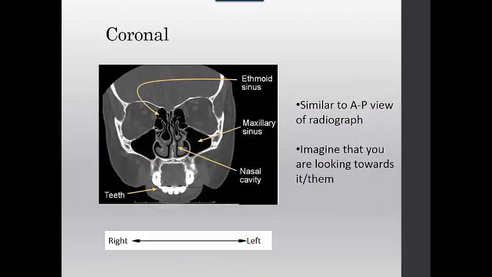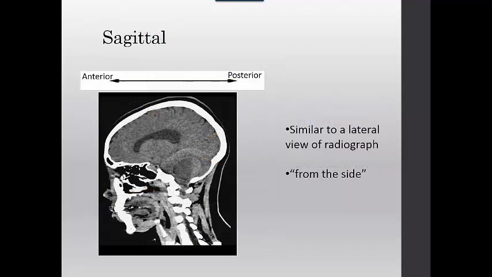This slide represents a coronal view. It's similar to an AP view of a radiograph, and it helps to imagine that you're looking toward it, face to face, so that the patient's left is on your right and vice versa. This slide represents a sagittal view, similar to a lateral view of a radiograph. This is if you're looking at the patient from the side. Sagittal views are not as common or popular as coronal or axial views at most facilities, but they do have their usefulness.